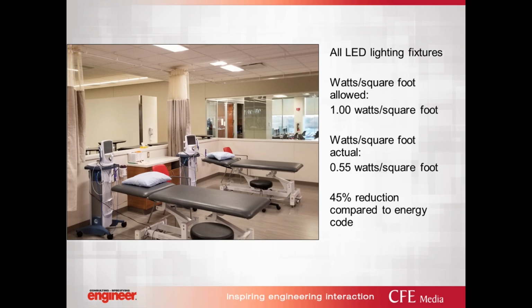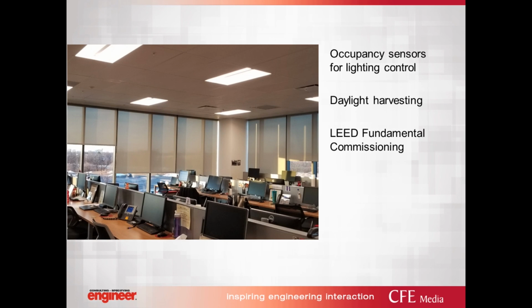So on this particular instance, we used the space by space method just because this particular building had a variety of rooms and spaces. There were operating rooms, offices, and other support areas. So it lent itself well to the space by space method, and it came in at 0.55 watts per square foot. And again, this particular project used all LED fixtures.